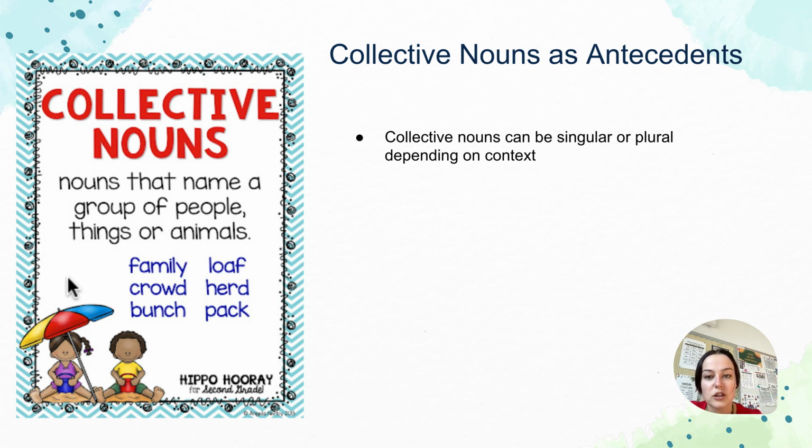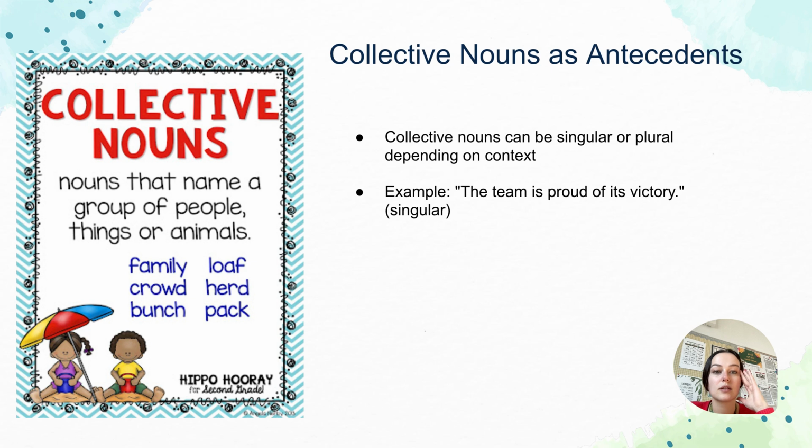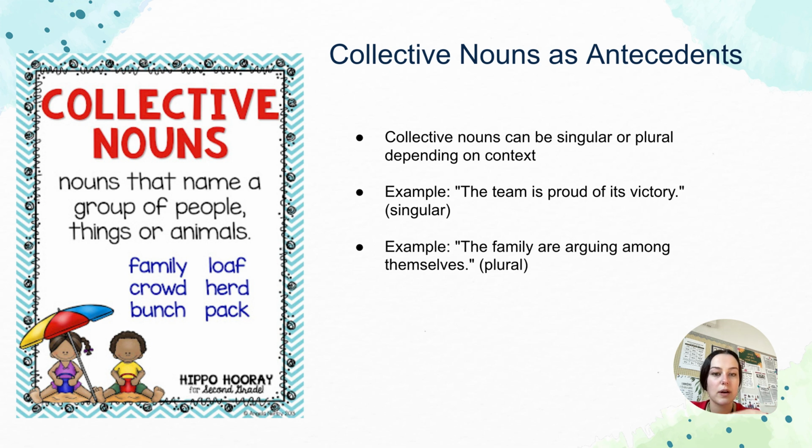Some examples in this picture: a family, a crowd, a bunch, a loaf, a herd, a pack. An example of this sort of flexibility, depending on context, is: the team is proud of its victory. In this instance, the team is one singular noun, and therefore the pronoun is its, which is also singular. However, if we move over to the family, in this instance we're saying the family are arguing among themselves. So we're using plural in this instance, and it's really just going to depend on context.